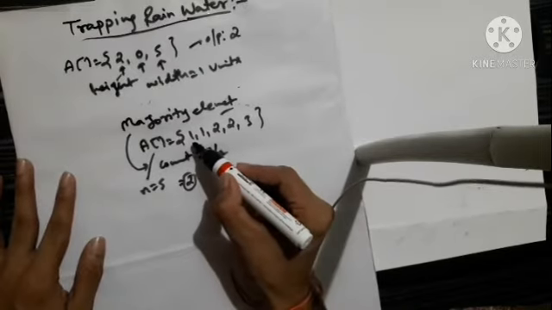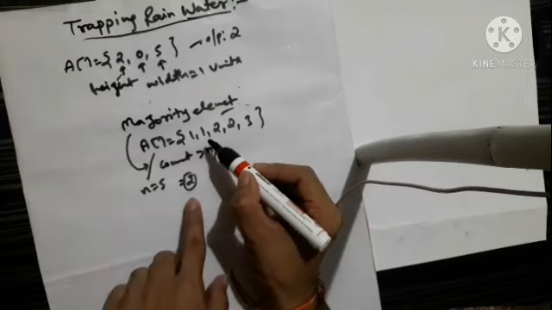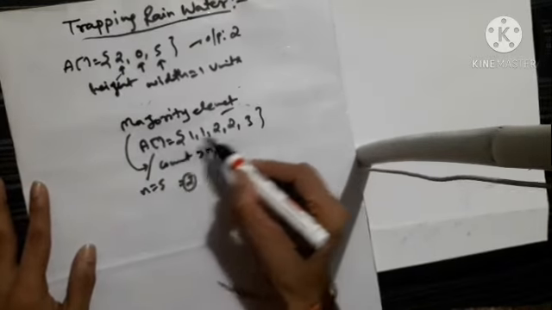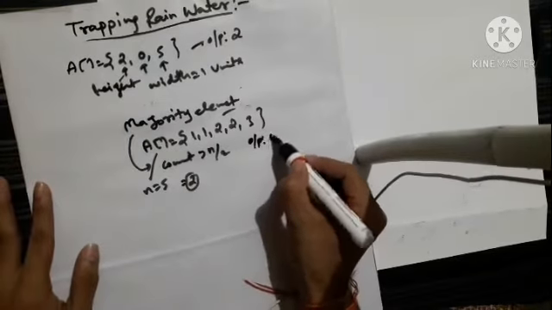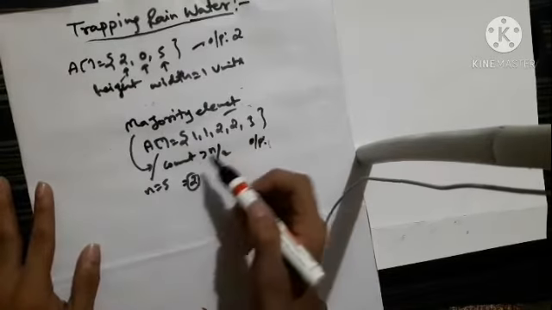Now let's check one by one. So 1 here, also 1 here, also 1, but it is only 2 times, and it is not greater than 2 times. So definitely this 1 is not the majority element. So in this array there exists no majority element, so the output will be 0, or you can say the output will be null. Okay, so this is the majority element.